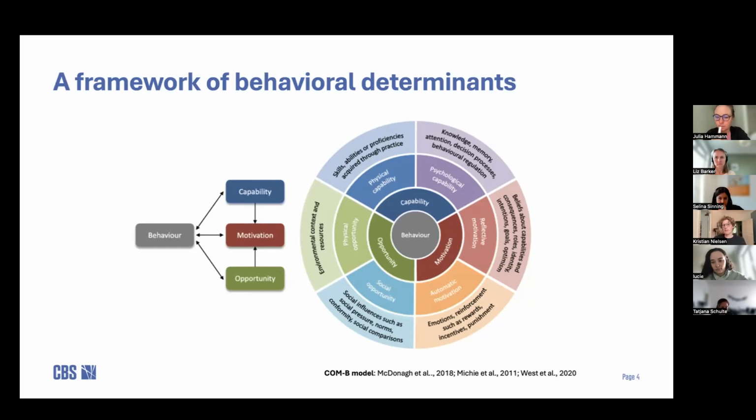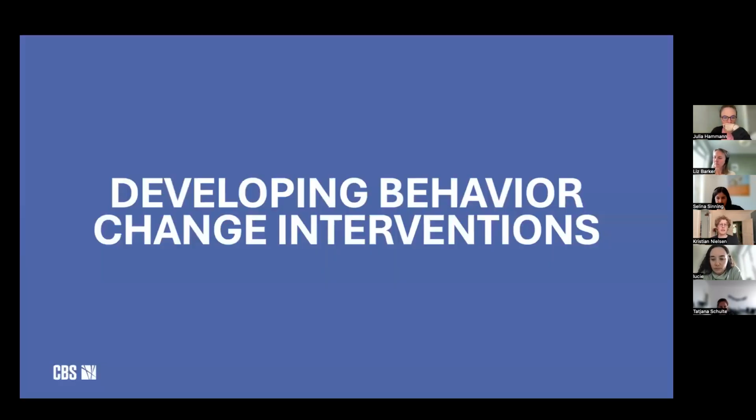And you can think about the same with eating a plant-based diet, for example. If vegan alternatives are not available in your neighborhood, it's very, very difficult, obviously, to be a vegan. So I think thinking in these three clusters is a good rule of thumb when you try to identify what determines a specific behavior. So this is a little bit of an introduction to, or a segue into talking about behavior change interventions and how to develop them.